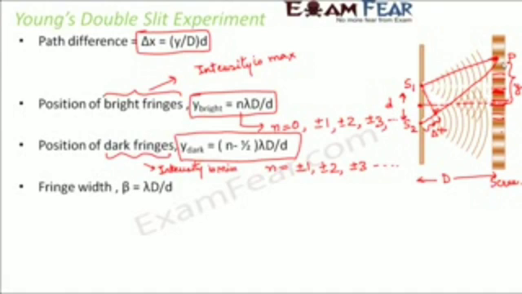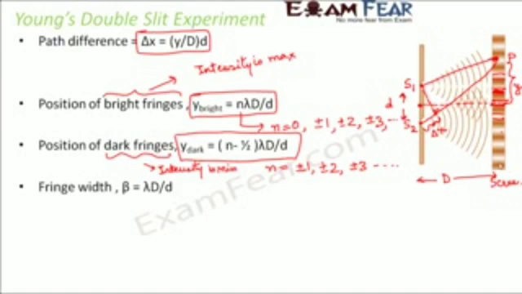Now the next thing we talk about is the fringe width. Another interesting thing to note is that here we see on the screen that these bright and dark fringes, all of them have equal width. Width of all the fringes are the same. So how do we calculate fringe width? Fringe width is basically the distance between two consecutive bright fringes.